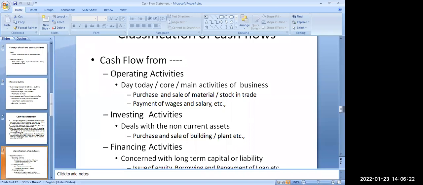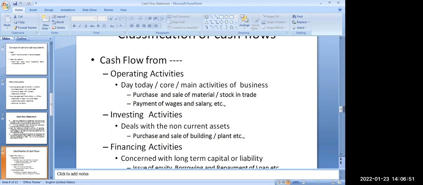Here, issue of equity means in 1990, when Infosys was coming to public, the company might have issued equity shares to the general public for the first time. Nobody had the equity shares before then, because Infosys did not exist before the 1990s. During the 1990s, they issued the shares to investors for the first time. Investors buy the shares, so money comes into the business. That is called financing activity, cash inflow.